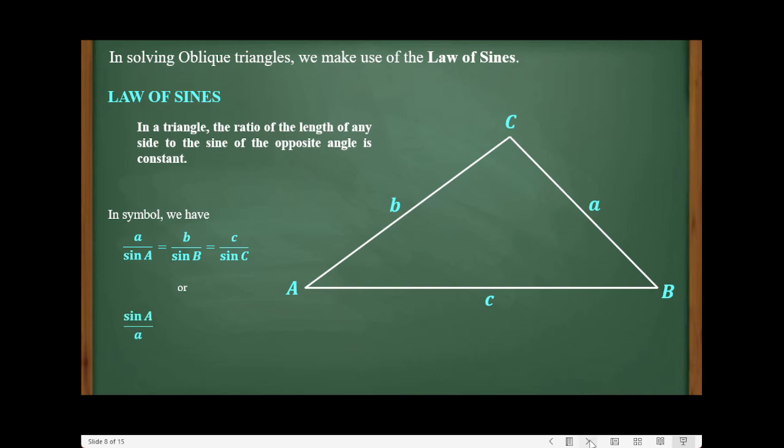which is sine of angle A over side small letter A equals sine of angle B over side small letter B, which is also equal to sine of angle C over side small letter C. Okay? So, any of these two equations refers to the law of sines. It means they are just one and the same. Okay. With this principle, let us now try to use this in some illustrative examples.